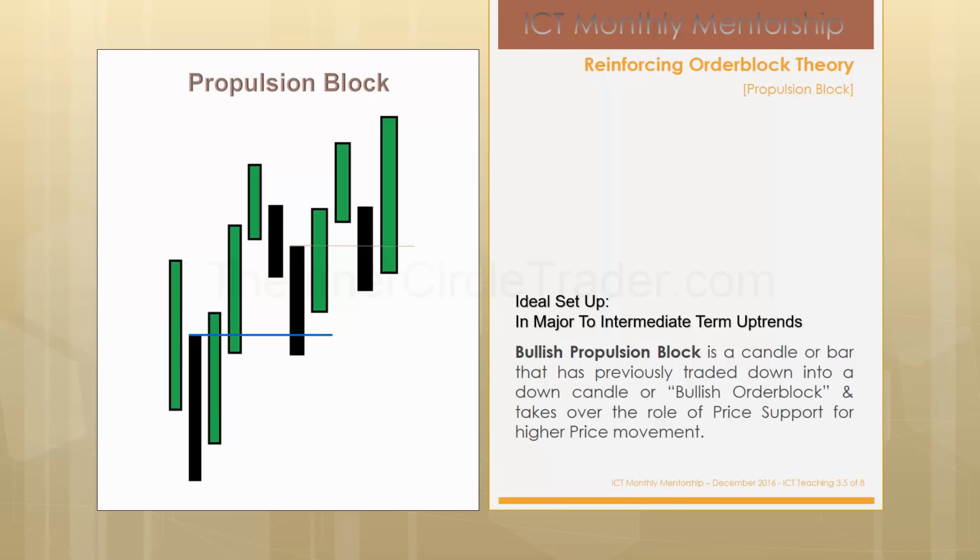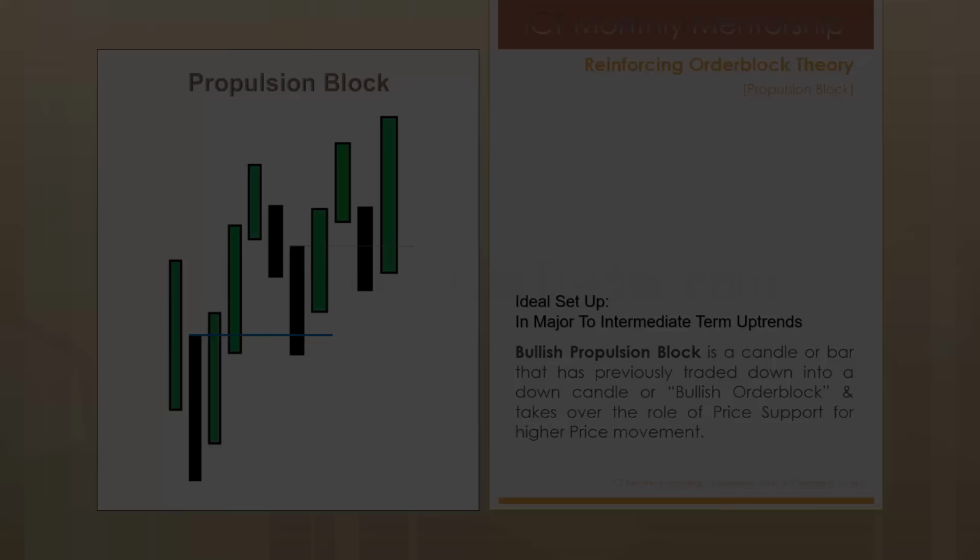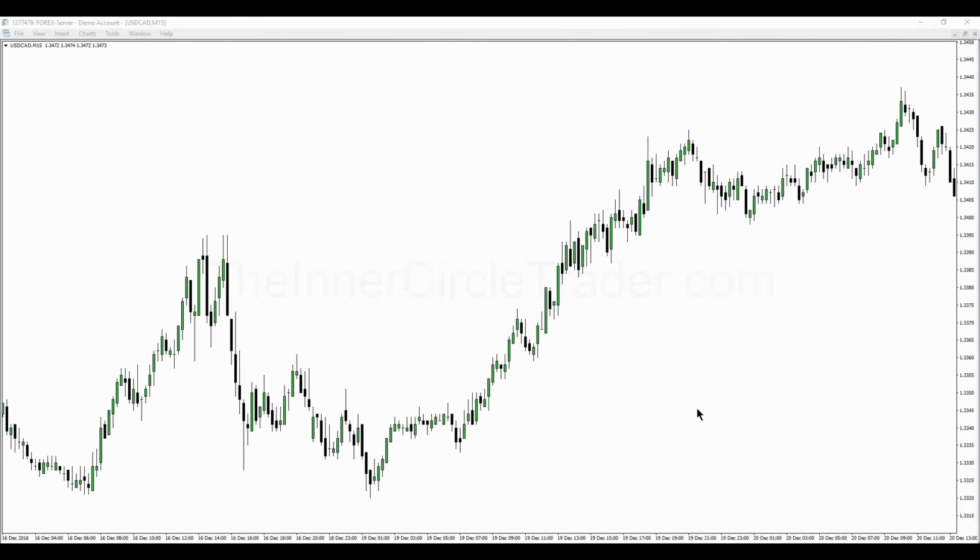It may go a pip or two below the high of that particular down candle, which we're naming as a propulsion block. The market will show a sudden and violent movement away from that down candle. That's a propulsion candle. Let's take a look at it in price action to get a better feel for what it looks like. Okay, folks, let's take a look at a bullish propulsion candle.